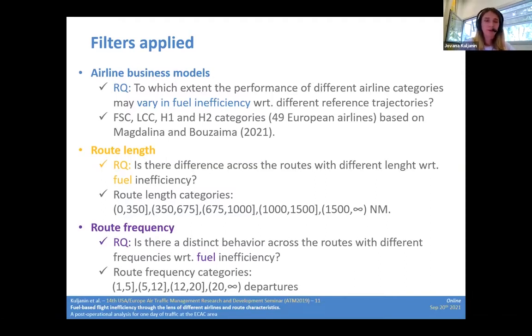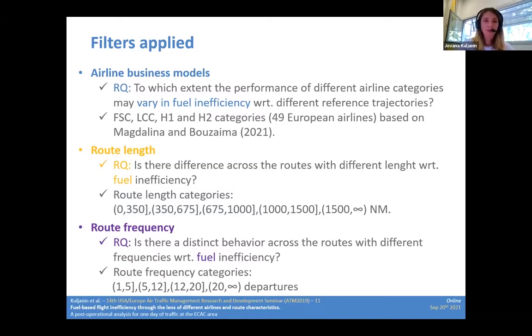On the other hand, the route length may have a tremendous impact on total airline operating cost, and we wanted to check if there is some difference across routes with different length with respect to fuel efficiency. In this way, we divided all our routes into 5 categories, and these categories realistically reflect the network of carriers operating at the ECAC level.